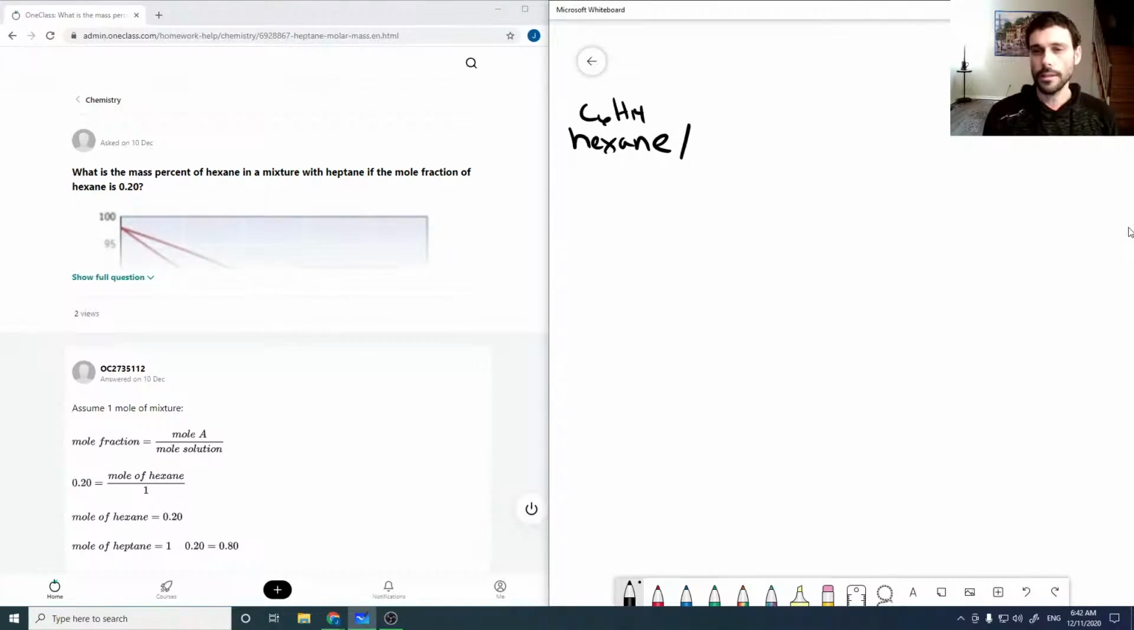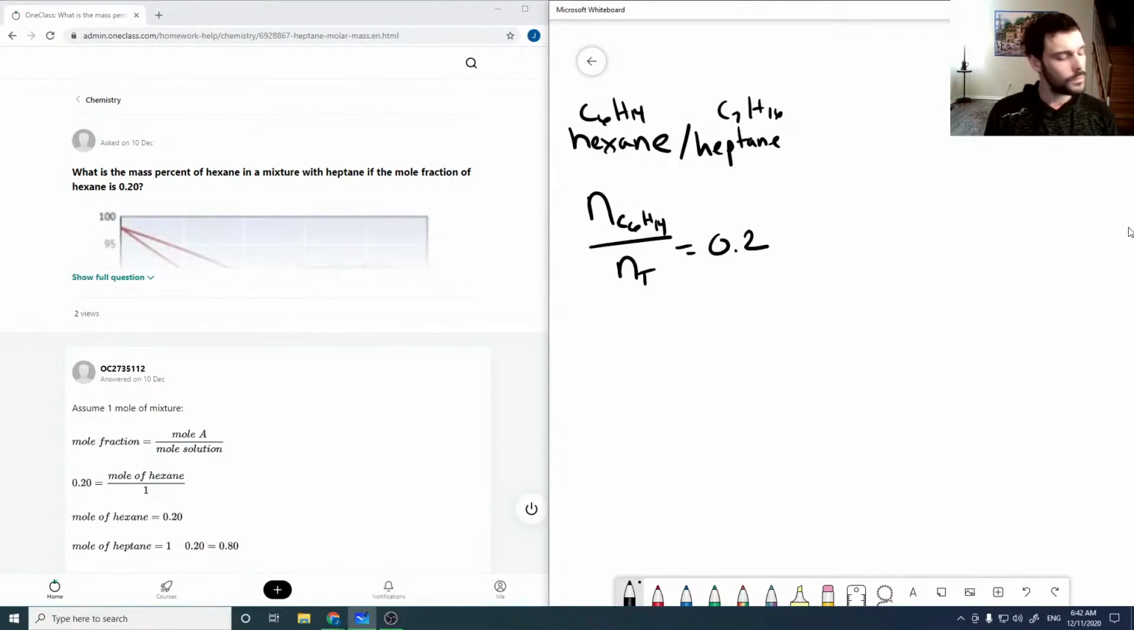Okay, so we've got hexane, and just as a reminder, this is C6H14. So we've got a hexane-heptane mixture, heptane being C7H16. And we've got a mole fraction, which is N of hexane over N total, which is 0.2. And it wants to know what M of C6H14 over M total is.